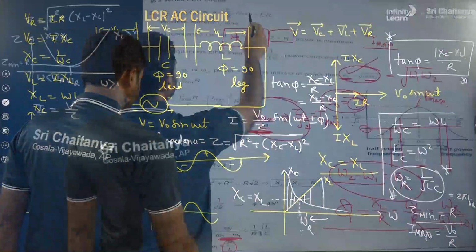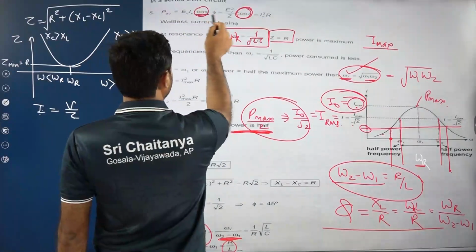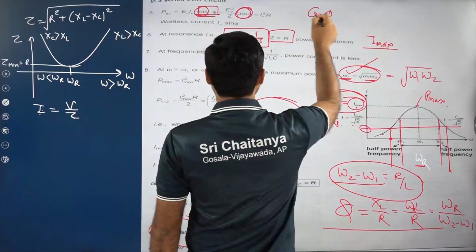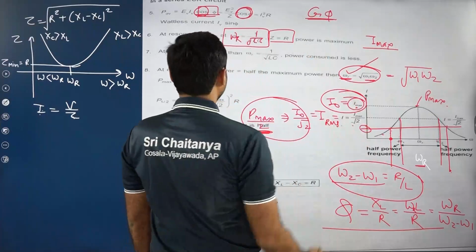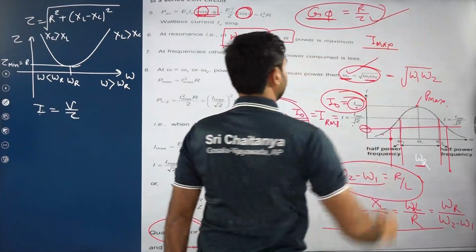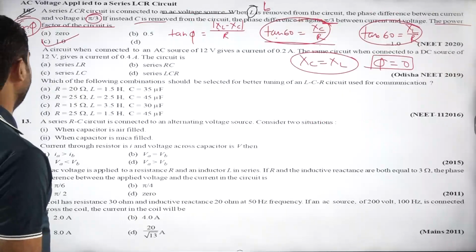In the power formula, this cos phi term is there. This cos phi is the power factor, and it is equal to R by Z. Z we already understood. Okay, so we discussed that question.